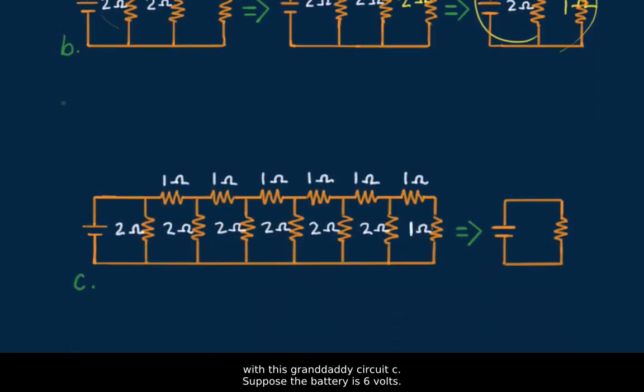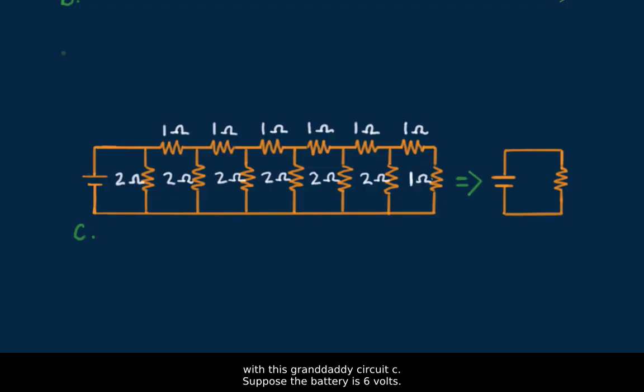Now I want to leave you with this granddaddy circuit C. Suppose the battery is 6 volts. How much current is drawn by the battery? How much current is in the first 2 ohm resistor? And how much current is in the first 1 ohm resistor? Got it? I hope so.